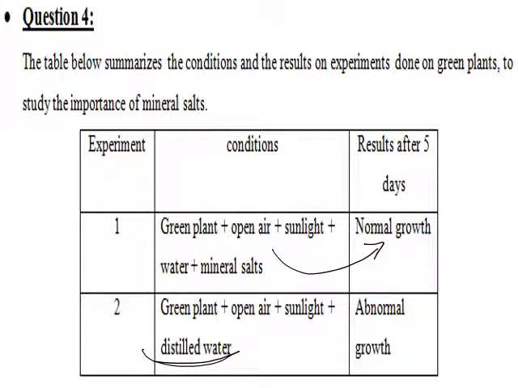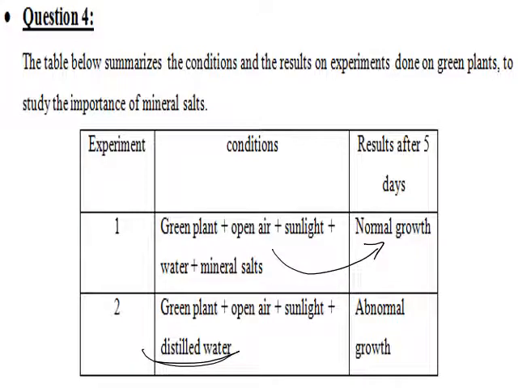Fadl, what's the difference between distilled water and normal water, tap water for example? Why would the plant die? Because it doesn't contain what? Excellent. It doesn't contain minerals. So here, the variable condition is the presence or the absence of minerals. In the first experiment we have water plus minerals, while in the second plant we have distilled water, meaning that this plant doesn't have any minerals.